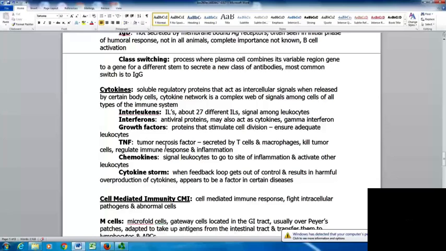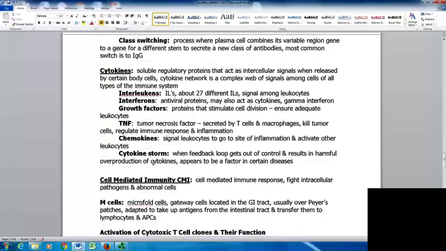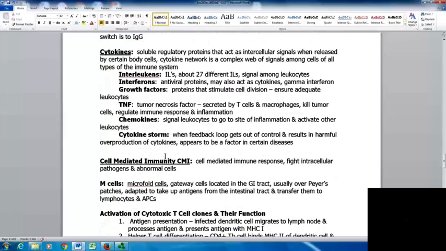TNF is your tumor necrosis factor. This gets secreted by T cells and macrophages. It's used to kill tumor cells. It also helps to regulate immune responses and inflammation. The chemokines, these are signals to leukocytes to go to the site of inflammation and activate other leukocytes.